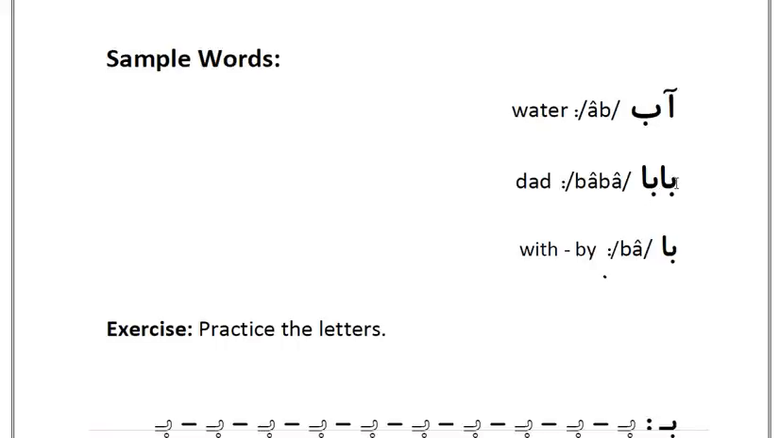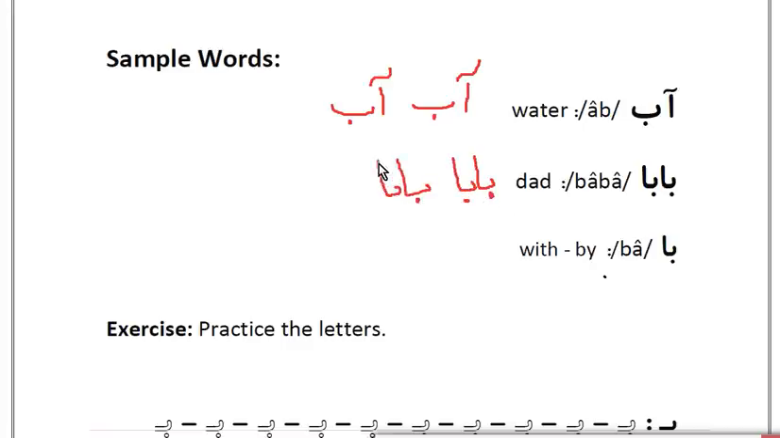So this one is baba. Baba means father, dad. The next one is ba. So I'll show you how we write these words. So let's take a look at it. We write it this way. For example, I want to write ah. So we just start from that one, and then that's it. So it is aleph, or ah, and then be. It's ab. The next one is baba. Baba means dad. So the way that we write it is just this.